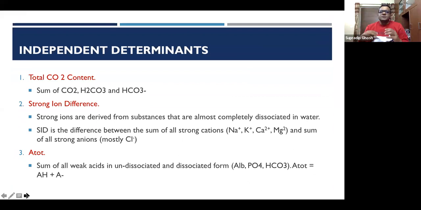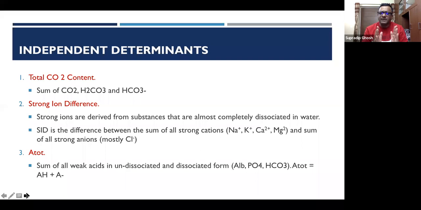So let's come to the Stewart approach directly. Before, my dear friends and colleagues, before we move on to the Stewart approach, I want you to forget about the Henderson-Hasselbalch equation for the time being. Please do not try to correlate Henderson-Hasselbalch with the Stewart approach. Then we will not be able to understand the things. Secondly, I want you to forget about all these fear factors. There is nothing to fear. Just try to understand the Stewart concept is based on some few scientific criteria.